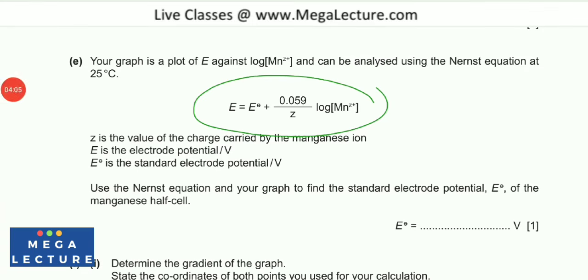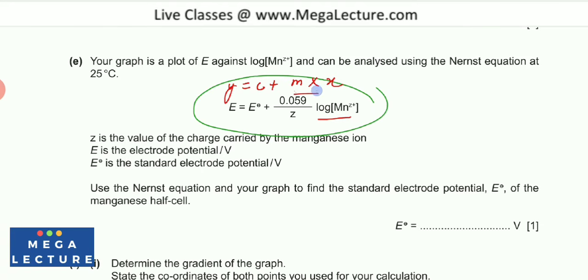Now use the Nernst equation and your graph to find the standard electrode potential E naught of the manganese half cell. Now remember, always convert the equation. If you're given an equation, a relationship, convert that equation because it's always easier to plot straight lines and derive data from straight lines. Every equation, even a non-linear one, could be made to represent the form y equals mx plus c. So this is going to be your y, this is m, the gradient, log of Mn2+ is your x, so this is mx, and this is your c.